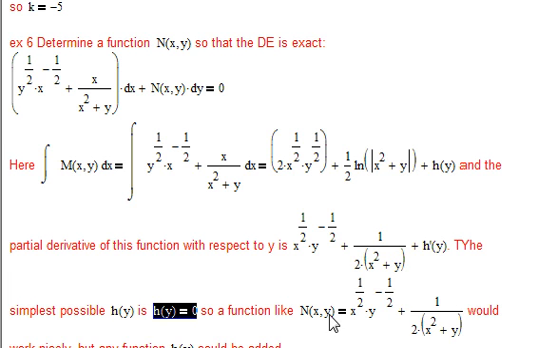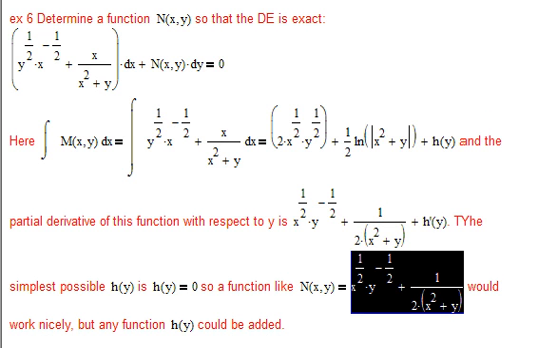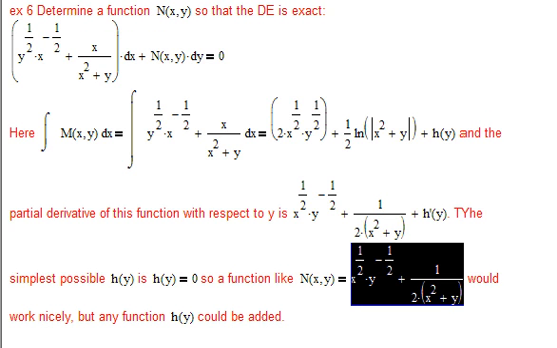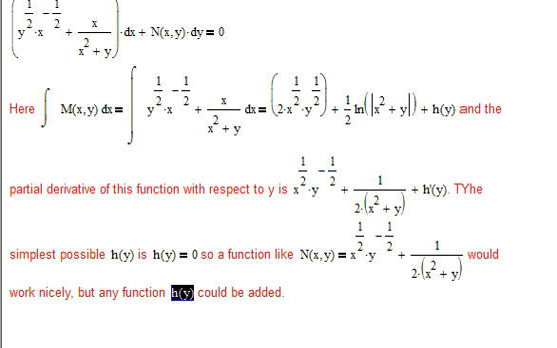And so then our function n of xy would be x to the 1/2 y to the negative 1/2 plus 1/2 times quantity x squared plus y, all inverted. And note that any function h of y could be added, but we want to keep things as simple as possible.